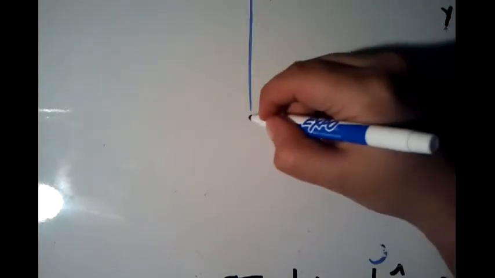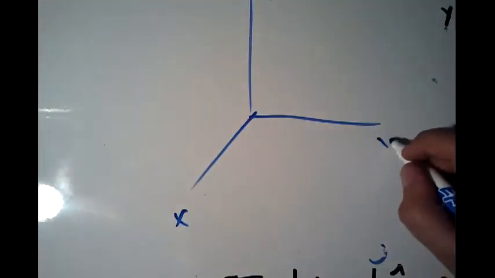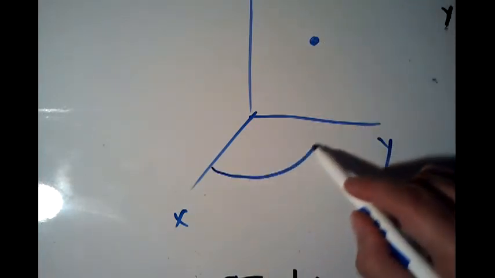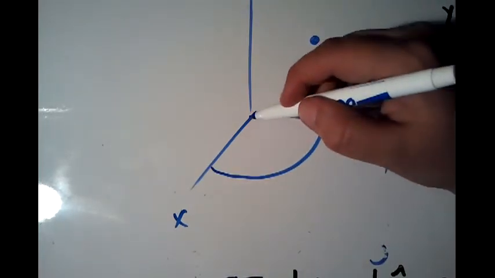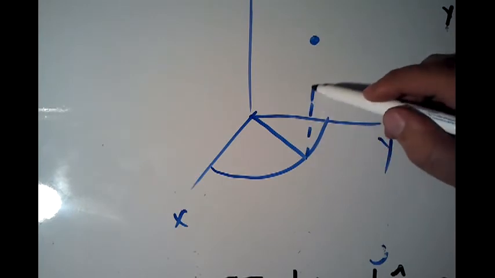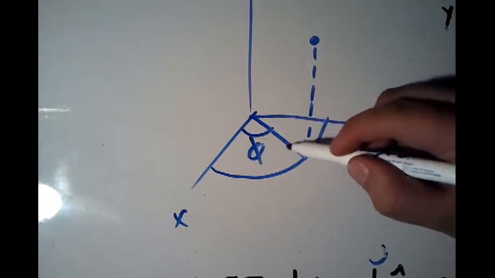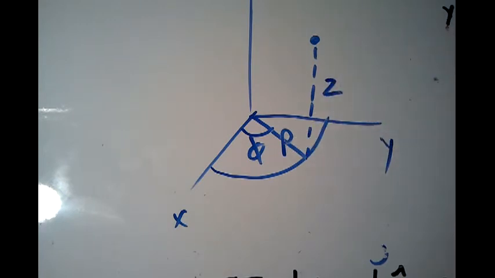So let's draw our xyz grid. So we have x, y, we have z. So let's pick a point here. Now this point had to come from a circle, so here's part of the circle. Then it had to have an angle, so here's the angle, and then here's the z coordinate. So the angle is measured here. This is phi, this is rho, and this is z.